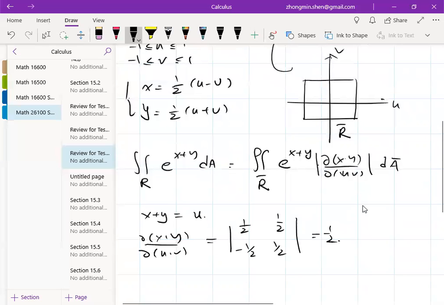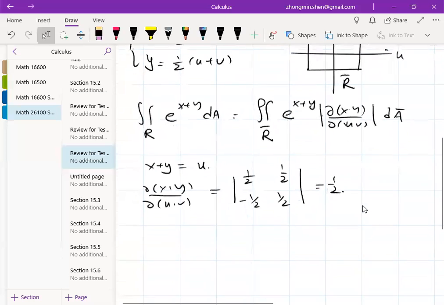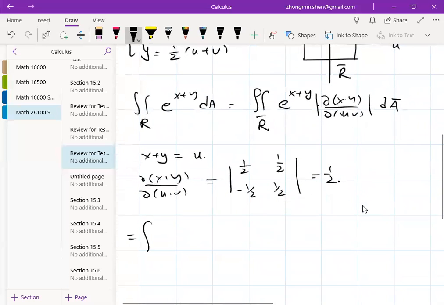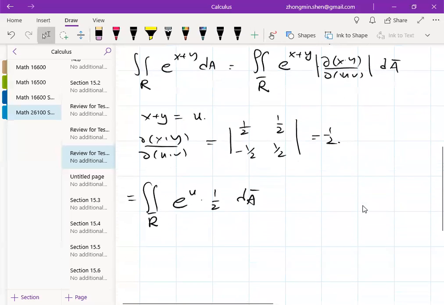Okay, so this is a 1/2. This is a determinant. Now it's positive anyway, so the absolute value is still positive. And then you put into that integral e to the u and the 1/2. But this is over the rectangle, right, over that square.